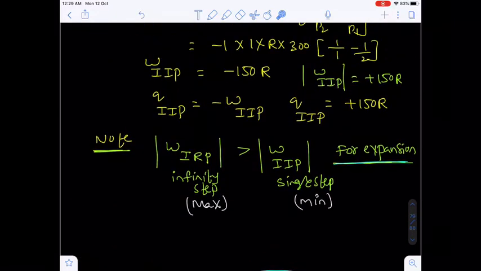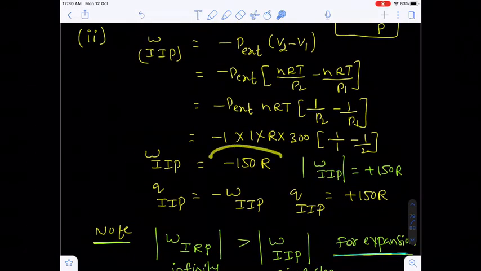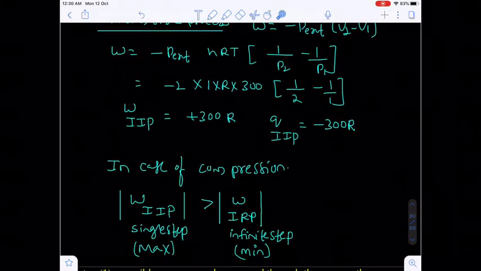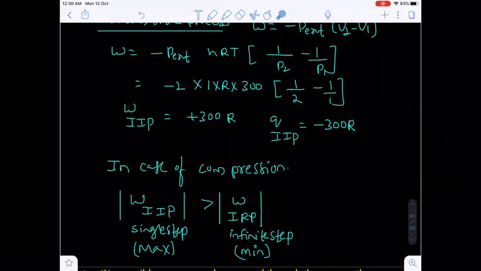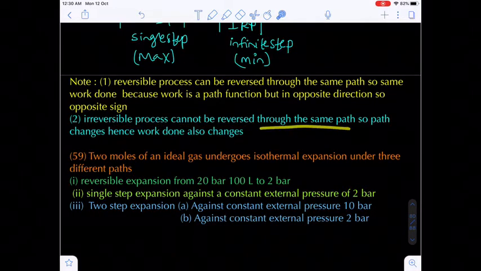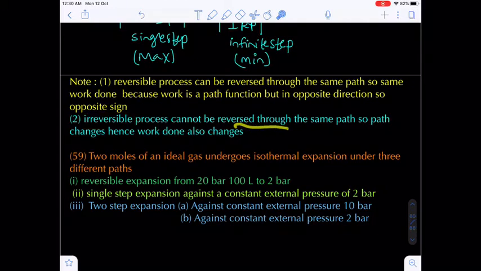But in an irreversible process, what will be the work done here? Minus 150 R. But whereas in the compression, what is the work done value? That will be plus 300 R. That means in an irreversible process, we cannot reverse the process through the same path, because it is not reversible, it is irreversible. So we cannot achieve the same process by reverting the path.